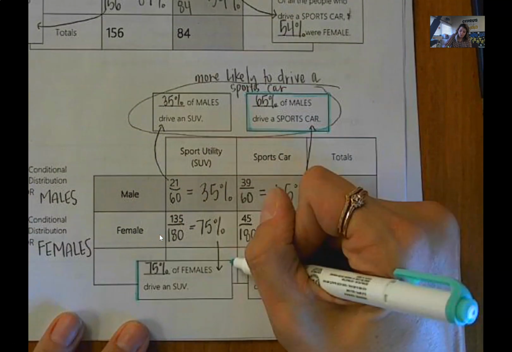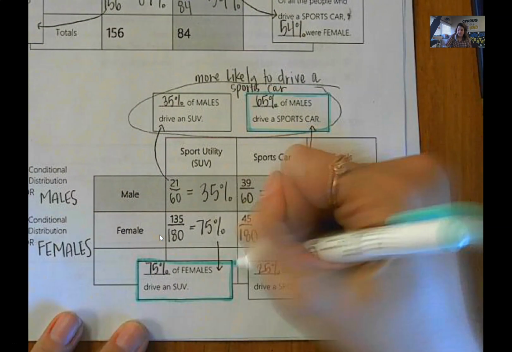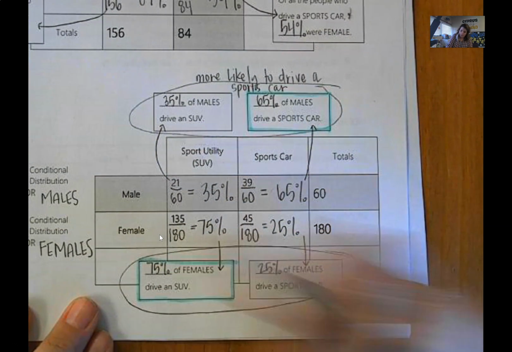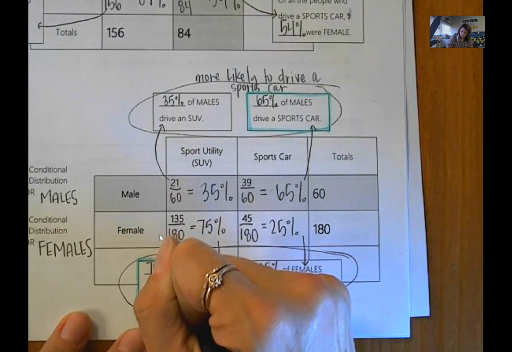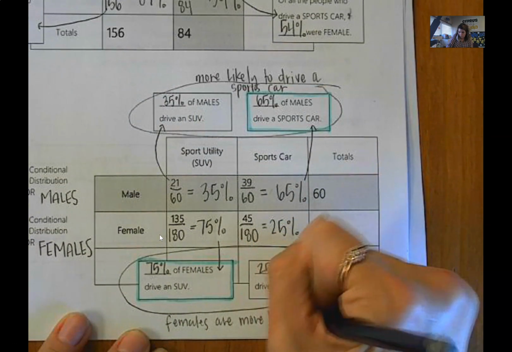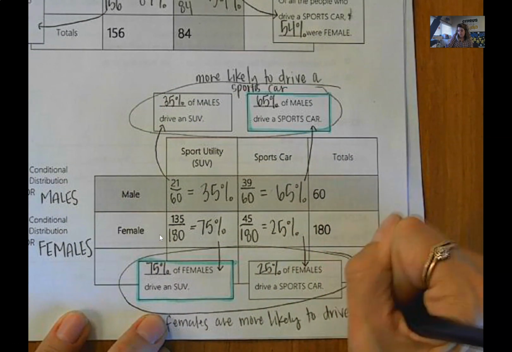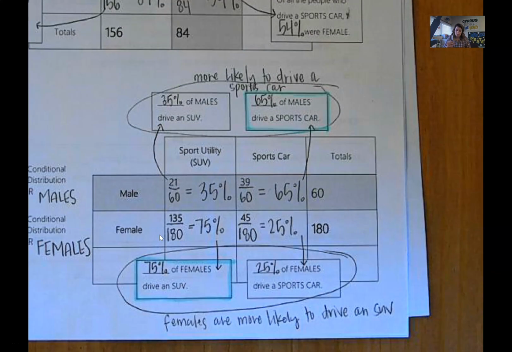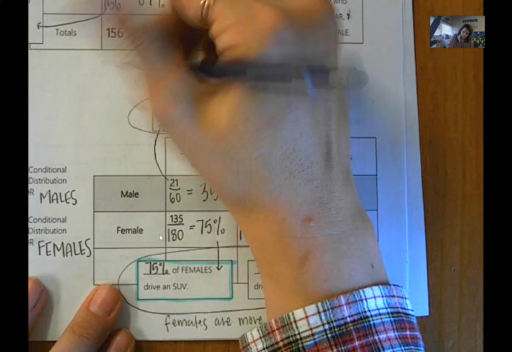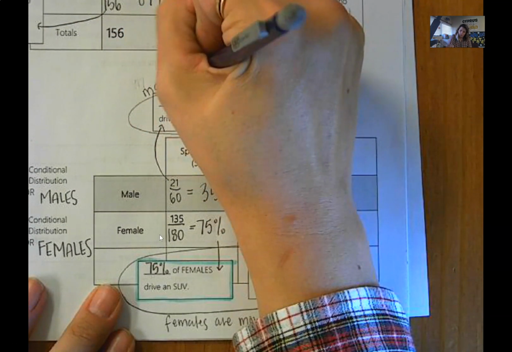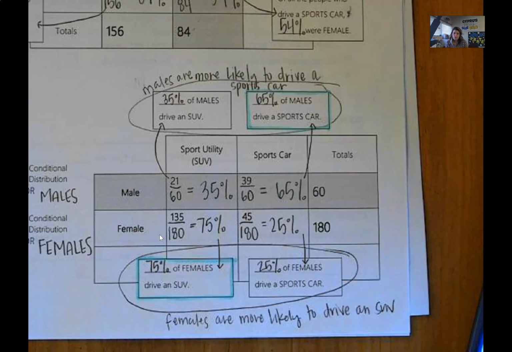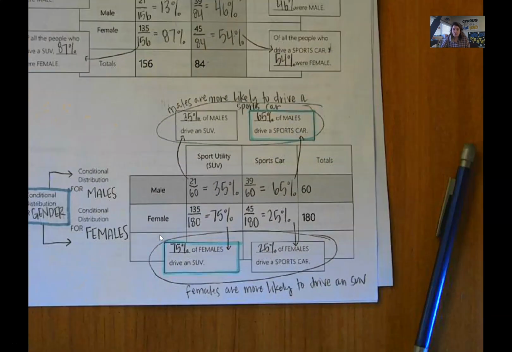Similarly, down here, what this is telling us is that women, or I should say females, are more likely to drive an SUV. So men, just kidding, males are more likely to drive a sports car. Females are more likely to drive an SUV. So that is the basics of a conditional distribution.